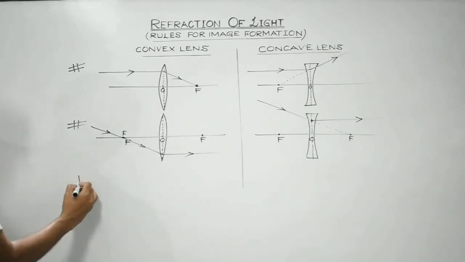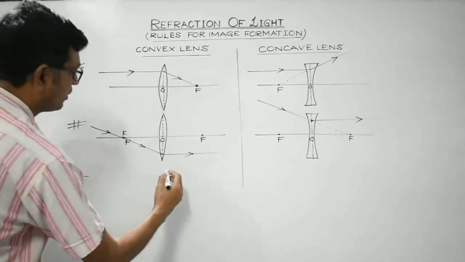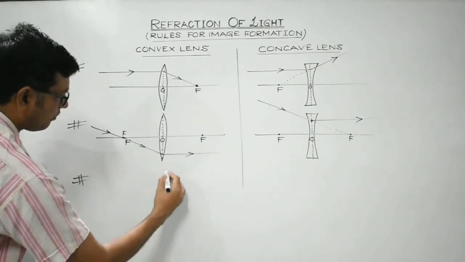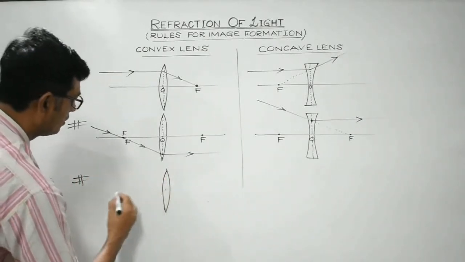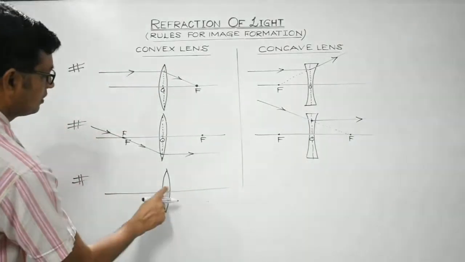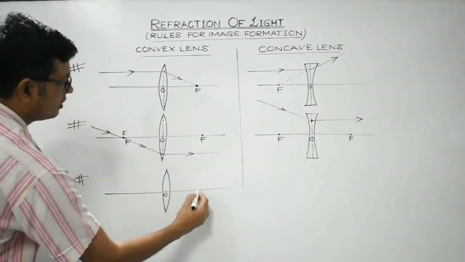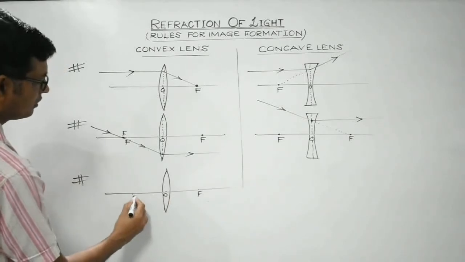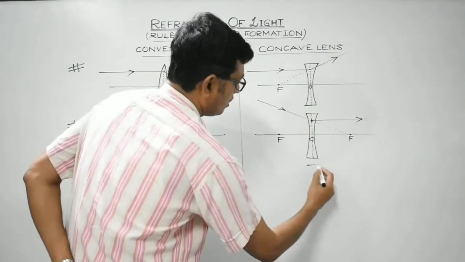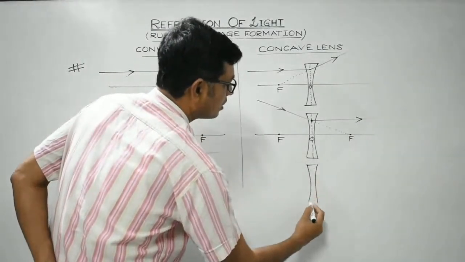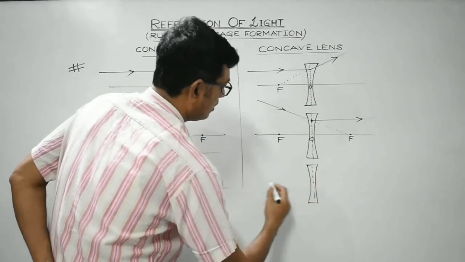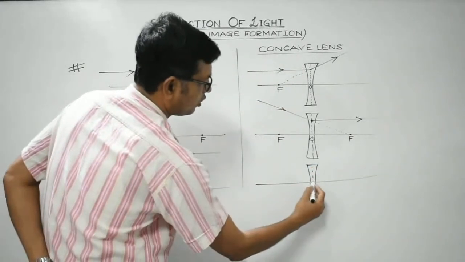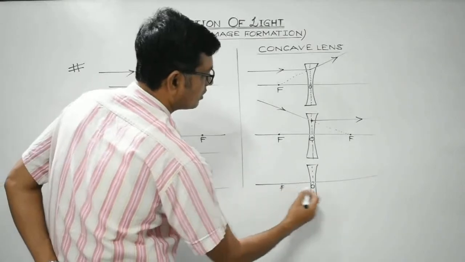Okay, the third one and the final one, it's pretty simple, you've done it already. Again, this is a convex lens, this is the principal axis. This is suppose the optical center. This is the focus. These are the two focus. Right? Let's draw the same diagram for the concave lens as well. So, this is the optical center. This is the virtual focus.